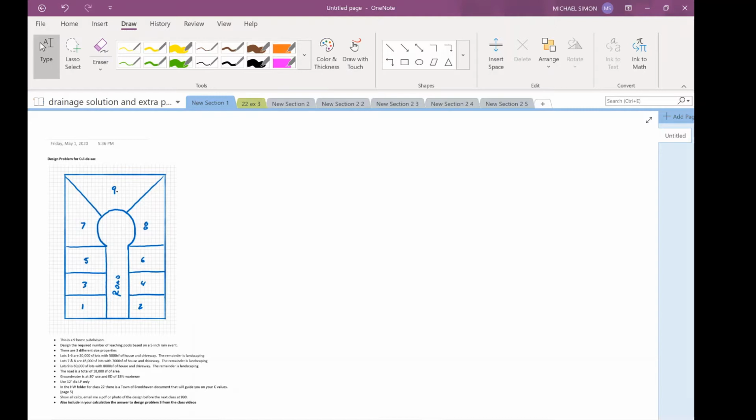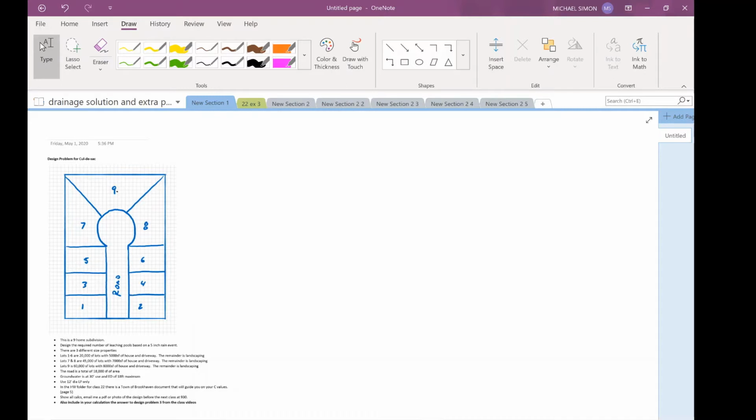So what I asked you to do is we have a cul-de-sac, which is basically a court, and we have a bunch of properties around there. Properties 1 through 6 are the same, 7 and 8 are the same, and then 9 is different. And I want to find out how many leaching pools we need in total for this. So we're not doing it on a per property basis, it's just the total number in here.